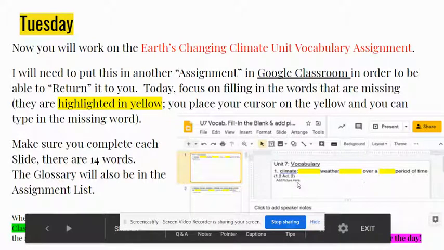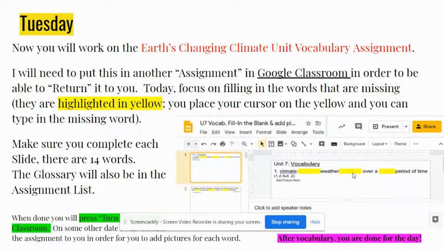So the number one vocabulary is climate. It's missing a word here. If you click on that, you can type in your answer. And then weather, and then another word. We have to do it this way because otherwise people could just copy and paste. And the whole point of vocabulary is you becoming familiar with the vocabulary word and its definition. So we want you to actually read it.